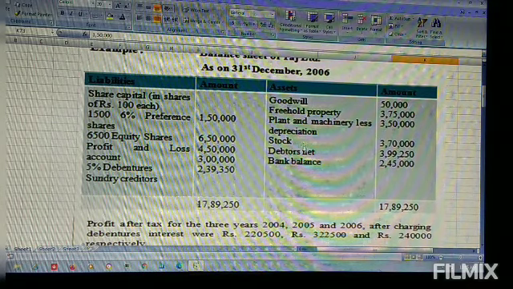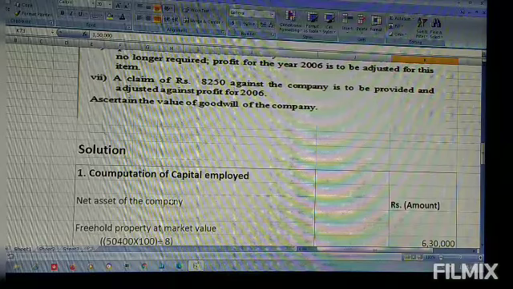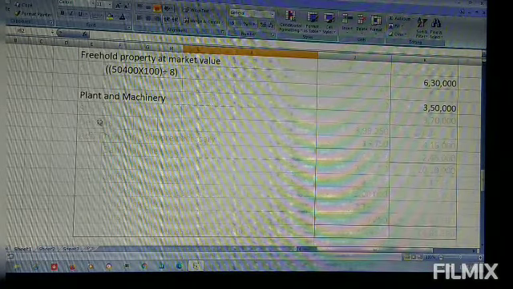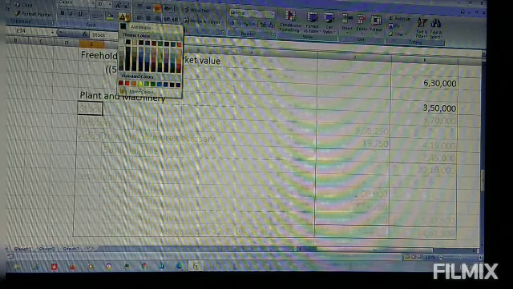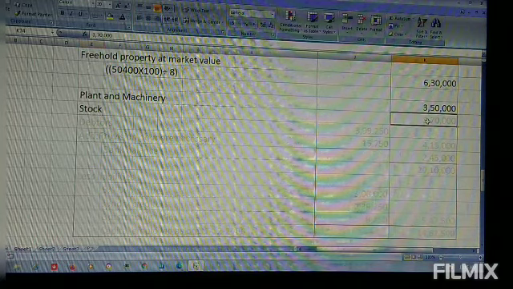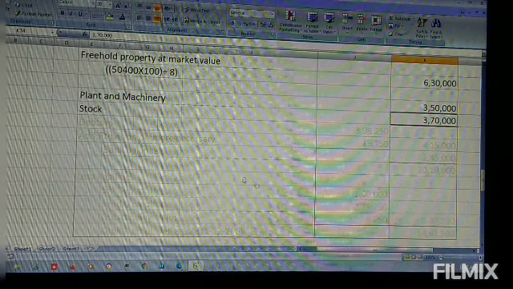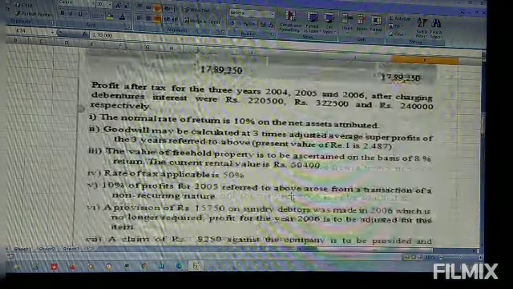Then stock, how much is it? About the stock also nothing is told in the information, so take stock as it is. Stock value is 3,70,000. We will take the stock value right there. Okay, after stock, what is there in the problem?